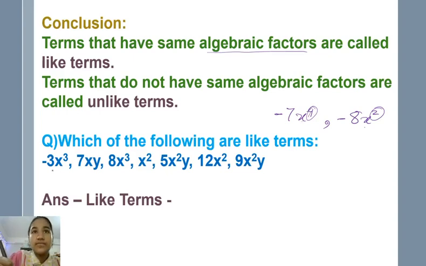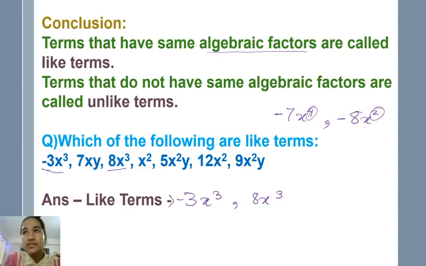So over here, minus 3x cube. I hope you can see this. So we can take minus 3x cube and 8x cube. This is first. The second is 7xy. Is there a like term for 7xy? No. So basically there is no like term for this.